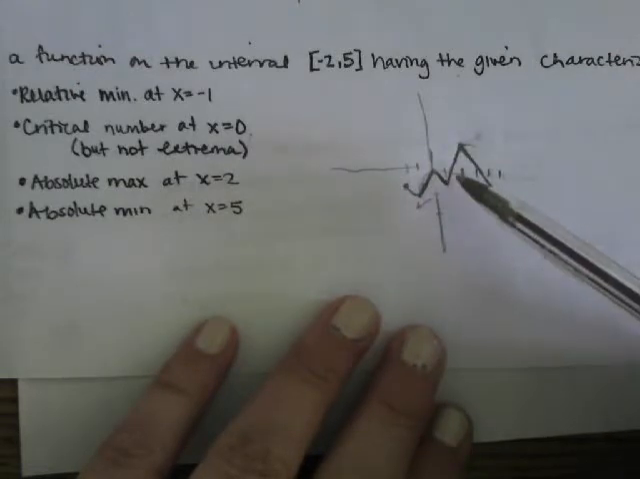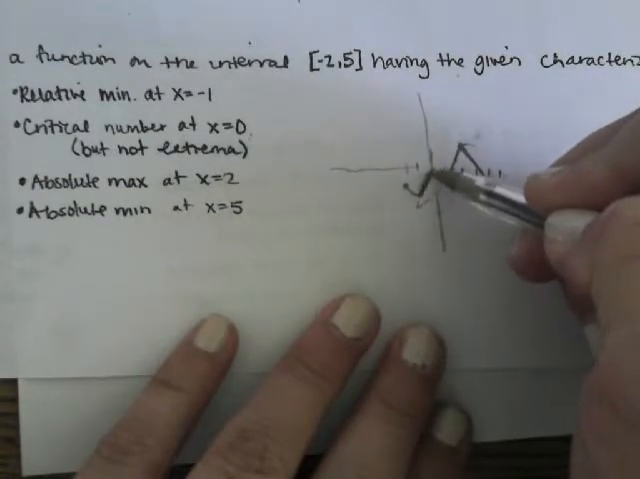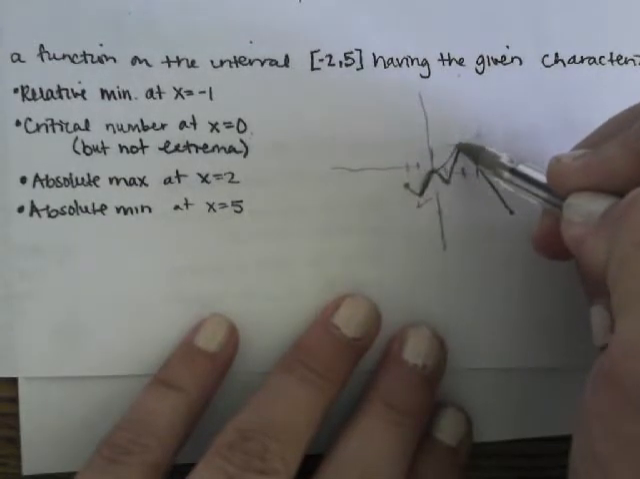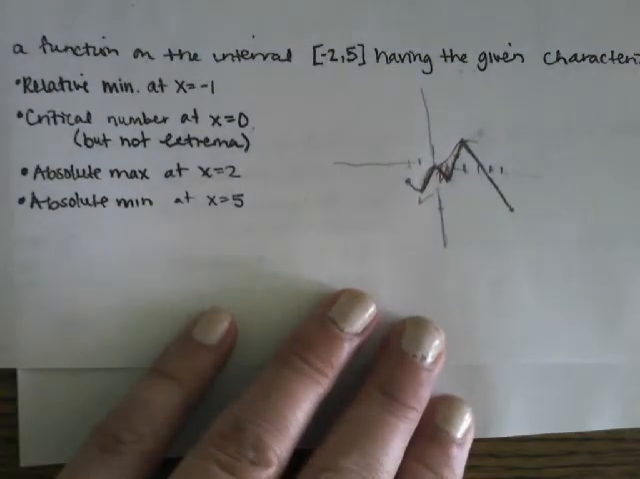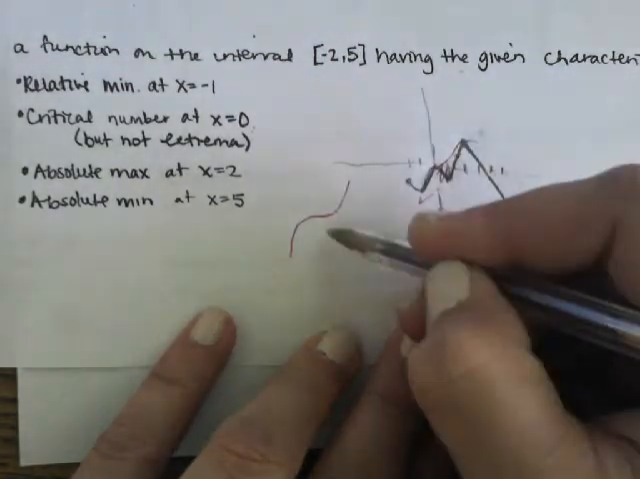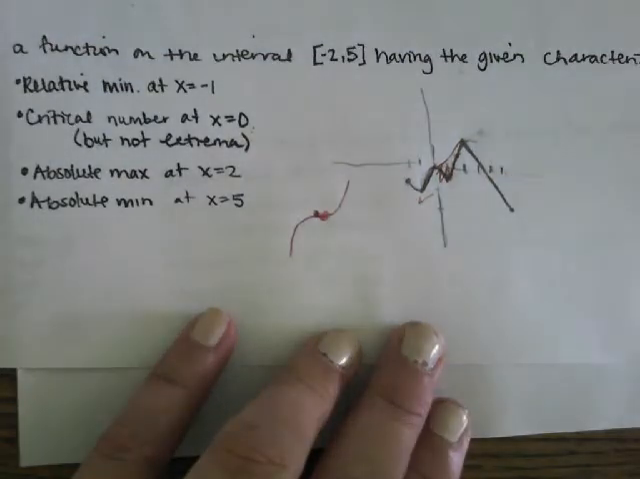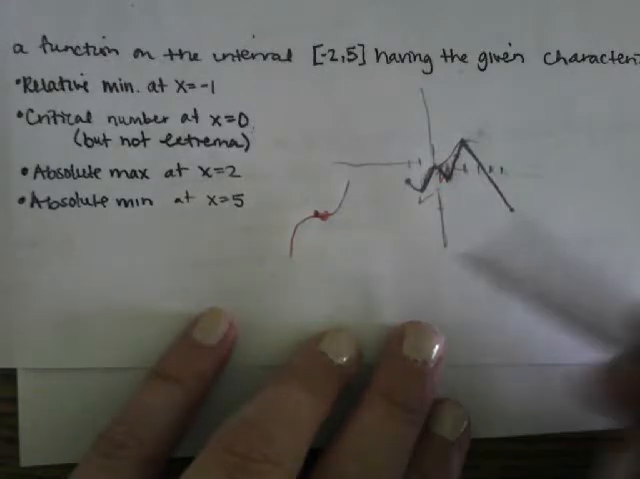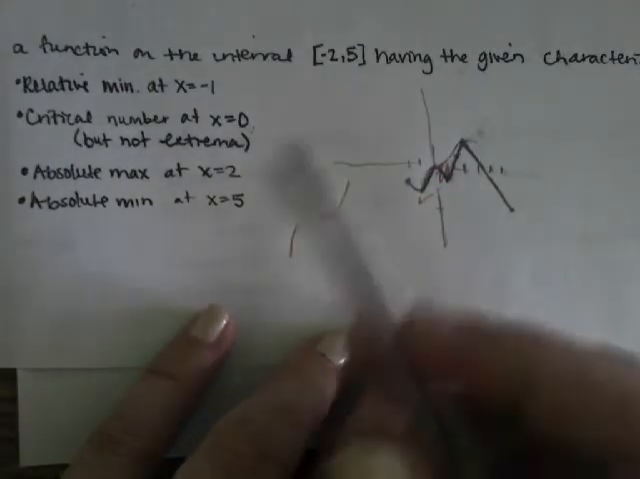So it's going to produce a slope of 0, but it's not going to be a relative maximum because it increased going in and it's increasing coming out. Absolute max at 2 we have, absolute min at 5 we have. So again, it's that critical number but not being an extrema. That goes back to Jenna. And then we have Miss Emily's here.